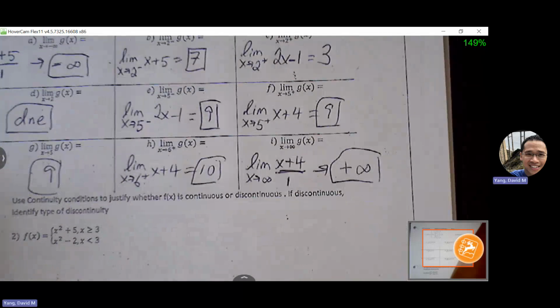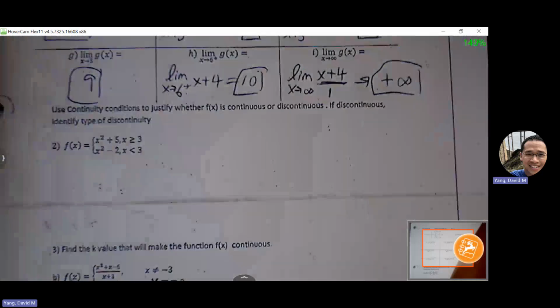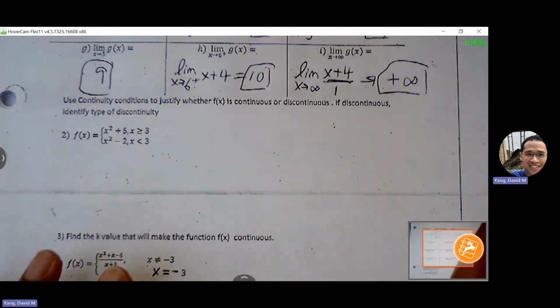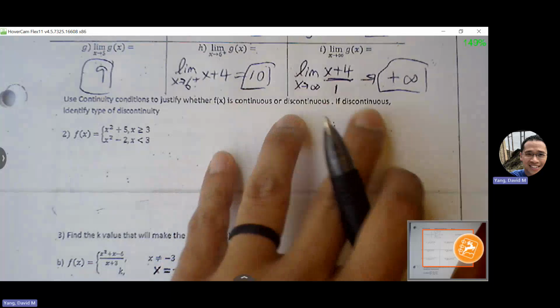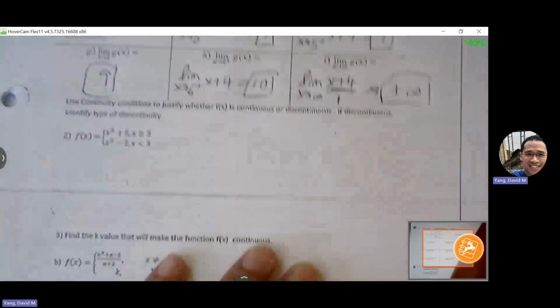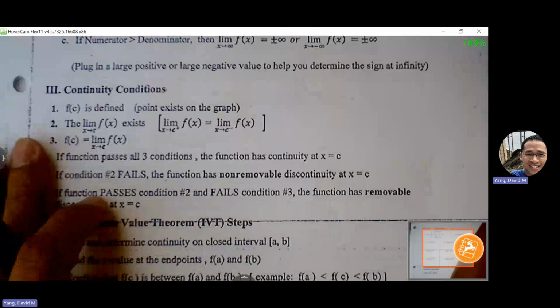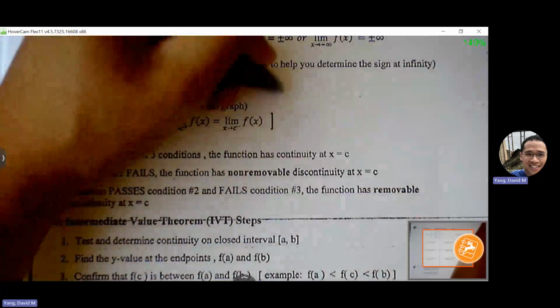All right, let's do one more and then we can stop. Number 2. Use continuity conditions to justify whether a function is continuous or not continuous. If not continuous, identify the type of discontinuity. So as a reminder, here are our continuity conditions. We need to commit these to memory.